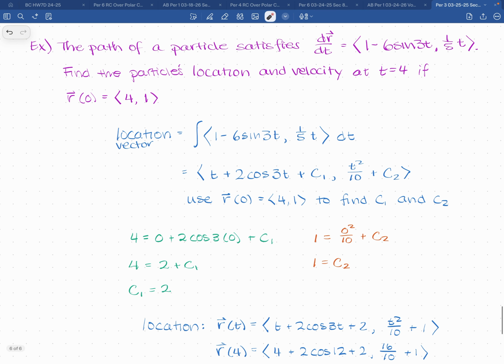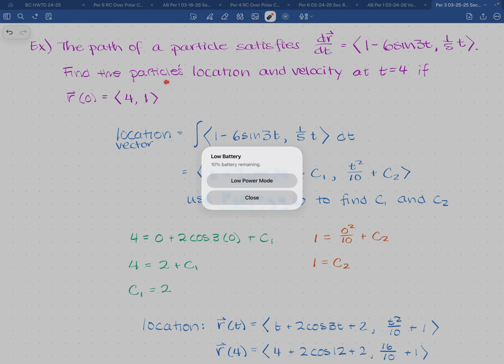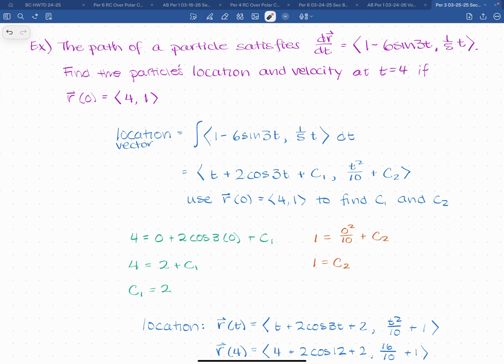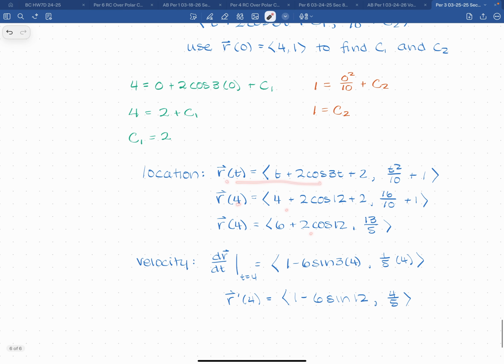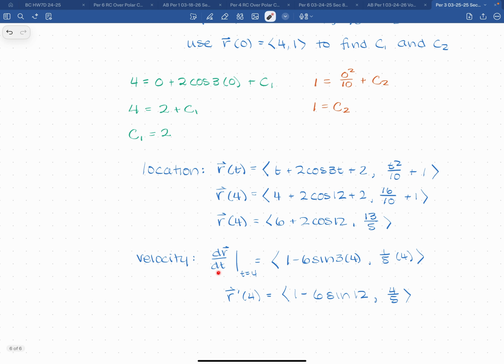And they wanted specifically the particle's location and velocity at t equals 4. So here's the location vector. Now I'm just plugging in 4. And then we take the velocity vector, which they actually already gave us, and plug in t equals 4, and we get that. And then that's it.